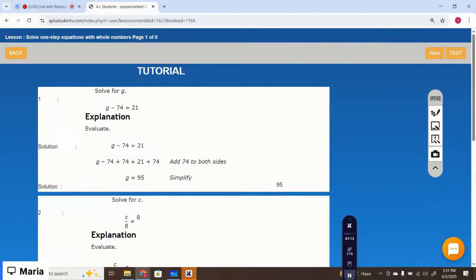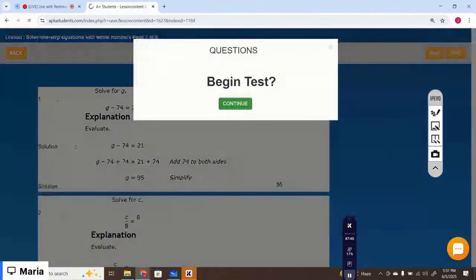So you need to add 74 to both sides. So 21 plus 74 equals 95. So g equals 95. Let's just start with the test questions.